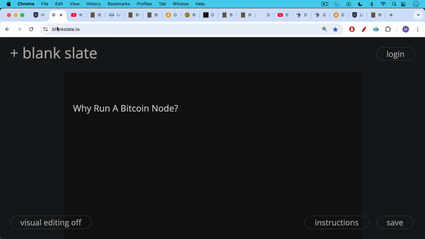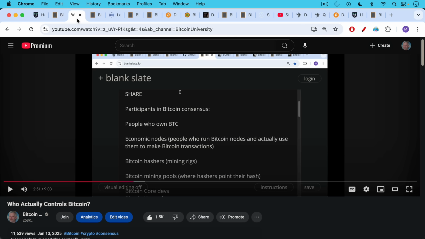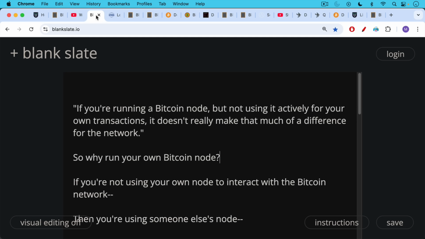Today I want to talk about why to run a node, and this is a follow-up on yesterday's video where we talked about the role that people who run economic nodes play in the Bitcoin consensus. And in that video I said if you're running a Bitcoin node but not using it actively for your own transactions, it doesn't really make that much of a difference for the network. So I wanted to follow up on that today. A lot of people had questions about that statement. So why run your own Bitcoin node?